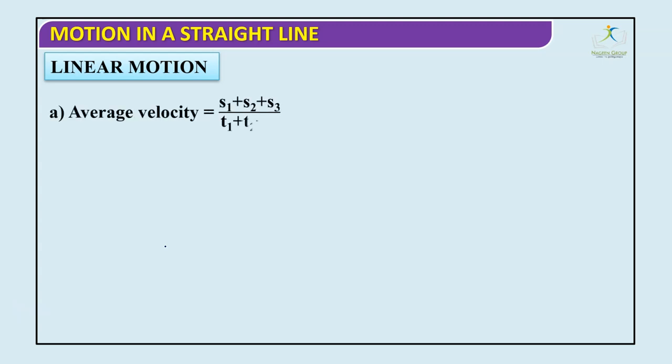Linear motion. So for linear motion, average velocity is of the simple form s1 plus s2 plus s3 divided by t1 plus t2 plus t3, which comes to v1 t1 plus v2 t2 plus v3 t3 divided by t1 plus t2 plus t3.